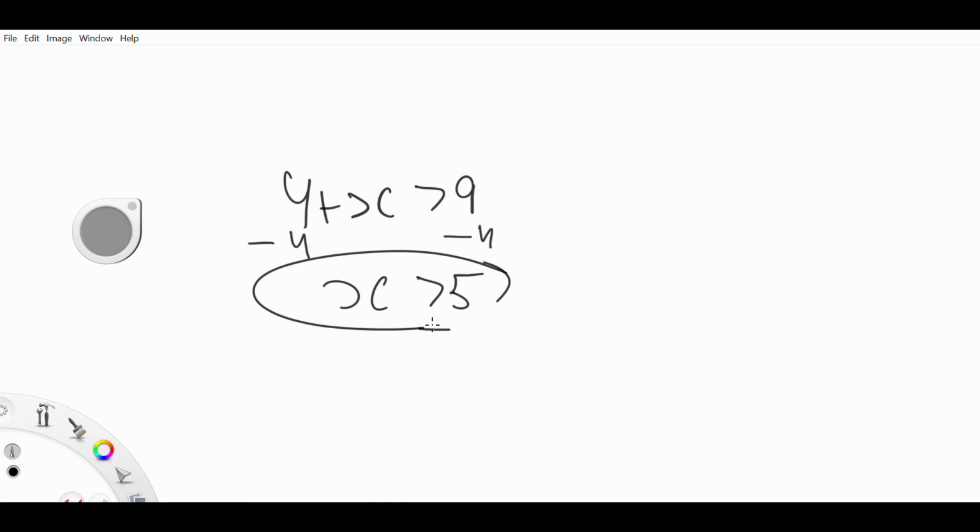So now let's solve a few problems. 4 plus x is greater than 9. We could subtract 4 from both sides to get x is greater than 5, and that would be our answer. And if we were told to graph it, we'll graph it like such. And this would be our graph.